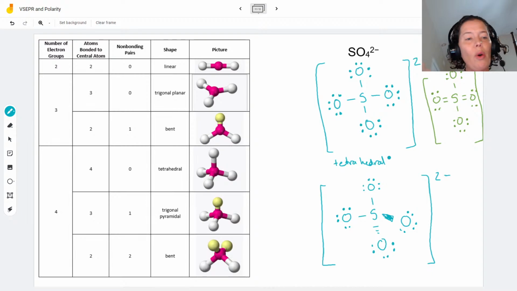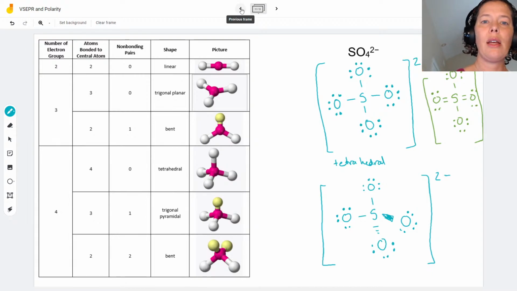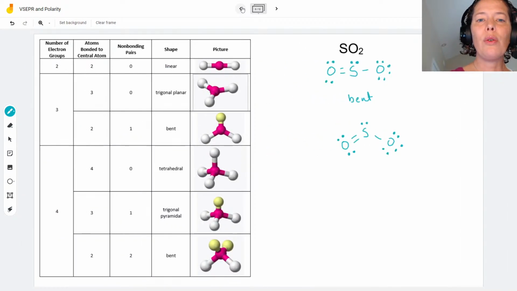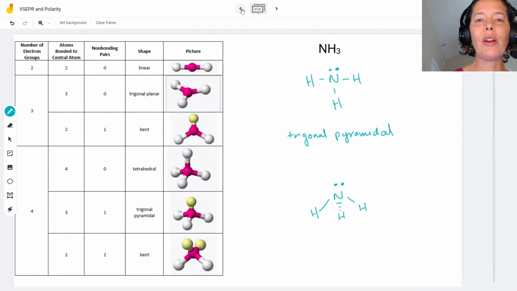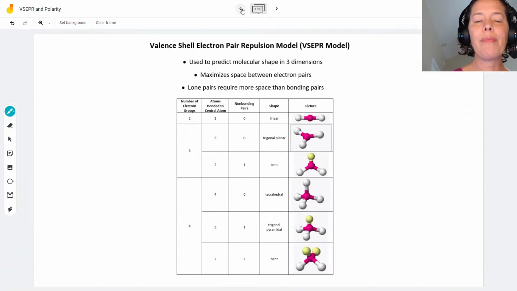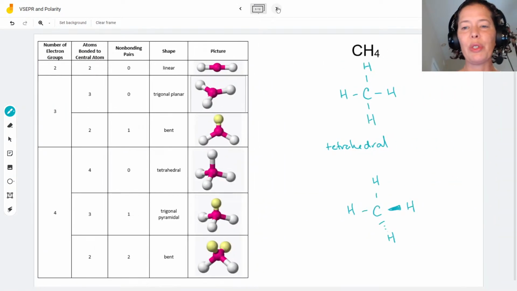All right, so that is sulfate. Let's go back to methane, which we started with. Oops, we don't need our rules again. Now let's talk about bond polarities.